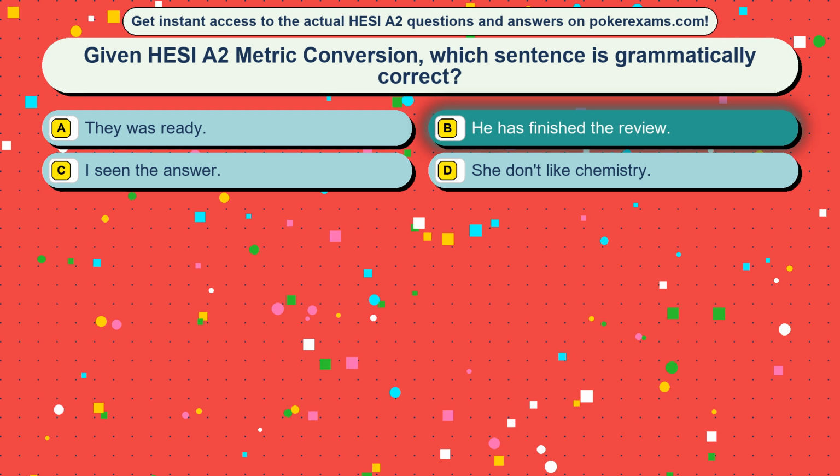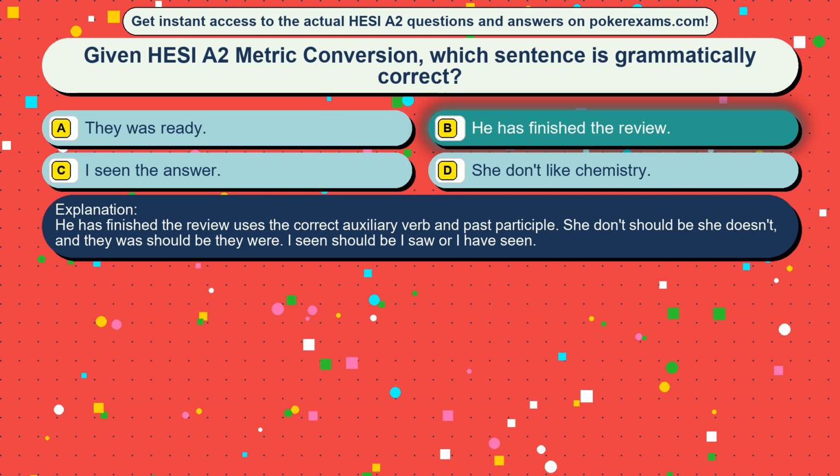The correct answer is option B, he has finished the review. He has finished the review uses the correct auxiliary verb and past participle. She don't should be she doesn't, and they was should be they were. I seen should be I saw or I have seen.